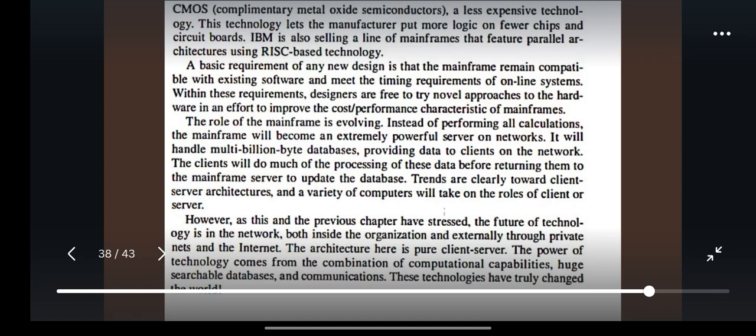The architecture here is pure client server. The power of technology comes from the combination of computational capabilities, huge searchable databases, and communication. These technologies have truly changed the world.